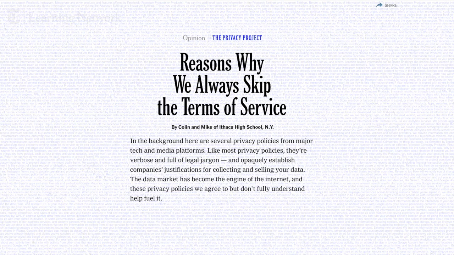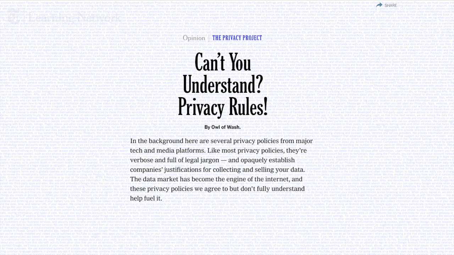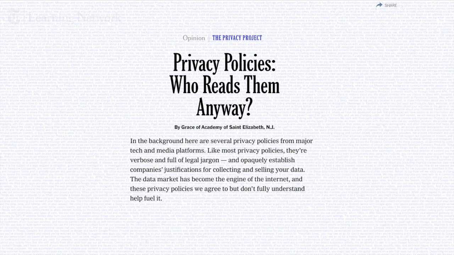Well, reasons why we always skip the terms of service, okay, coming from Ithaca. How about this for catchiness? Can't you understand privacy rules? You can see how students sign in any way they want, and that's how they signed in. And privacy policy, who reads them anyway? Now, that's interesting. I come from a school where those students are on every single week, and it's their history teacher that does it with them. And he requires that they do all 4 questions, and they're on every week. But it's not a math class, and it's fascinating how much of the statistics they picked up during the year.